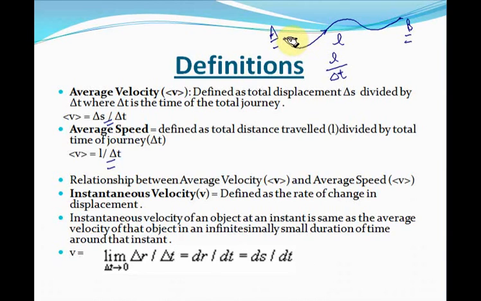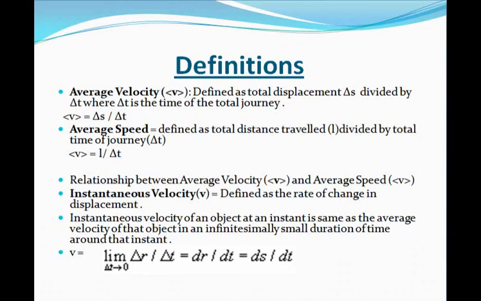Now what will be the average velocity? Average velocity will be the displacement between A and B divided by the total time of journey. So displacement between A and B will be a vector from point A to point B, as we have already seen, and the magnitude of this displacement will be the length of the straight line connecting point A and point B. So suppose this vector is delta s, then average velocity will be delta s by delta t.